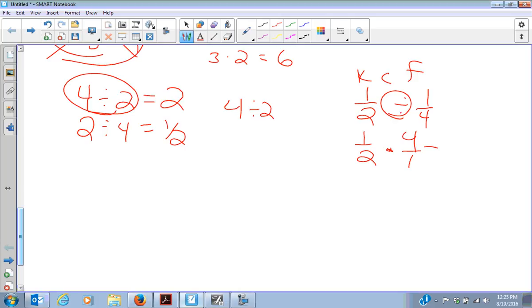But it still works in whole numbers because I can make a whole number a fraction. Just put this over 1, put it over 1. So this would become 4 over 1 times 1 over 2. And now, is it commutative? Yeah. 1/2 times 4 over 1.